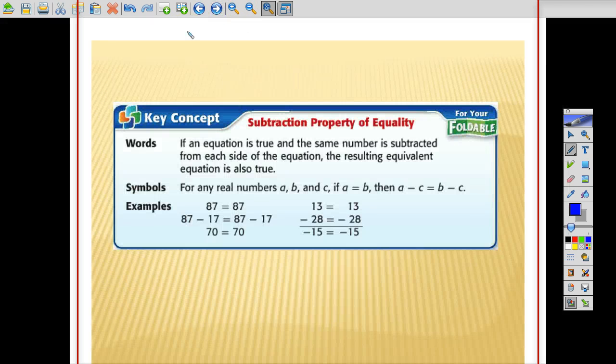All right, welcome back. Now we're moving on to the subtraction property of equality. Same thing, if you subtract the number on each side, it's still the same number. So if you have A equals B, A minus C is going to be the same as B minus C if you're having the same number subtracted on each side. You have 87 equals 87. If you subtract 17 on each side, it's still the same equal sign, 70 equals 70.